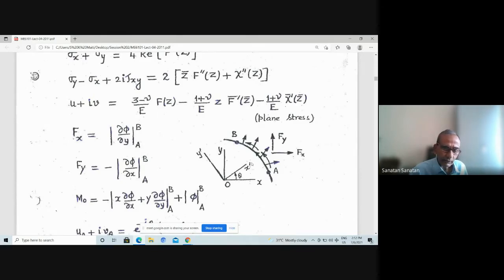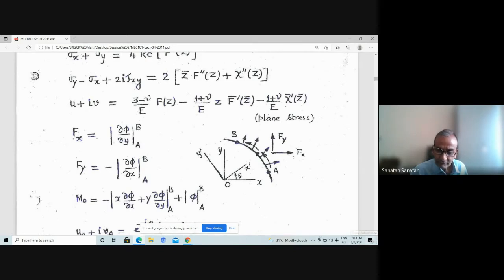Then in that case, it was also possible to show that Fx is nothing but delta phi delta y derivative value at B minus value at A. Fy is minus first derivative of phi with respect to x, value of this derivative at the point B minus A. And at the same time, the moment of all these forces about the origin of the coordinates O is going to be given by this relationship, which is again in terms of Airy stress. So that's how it is.